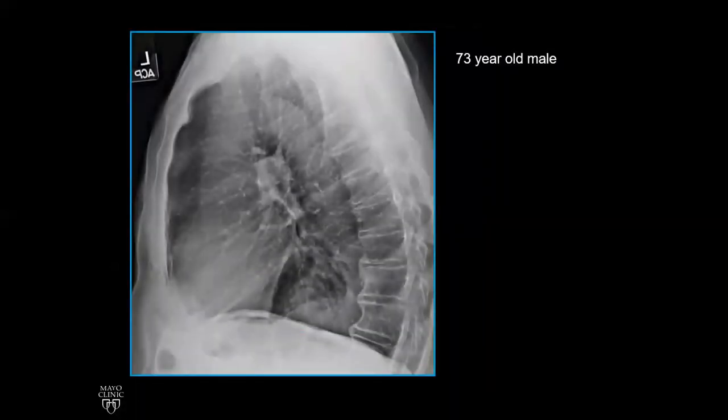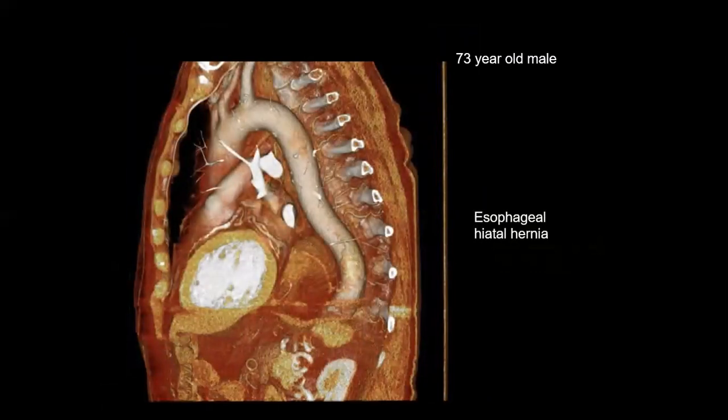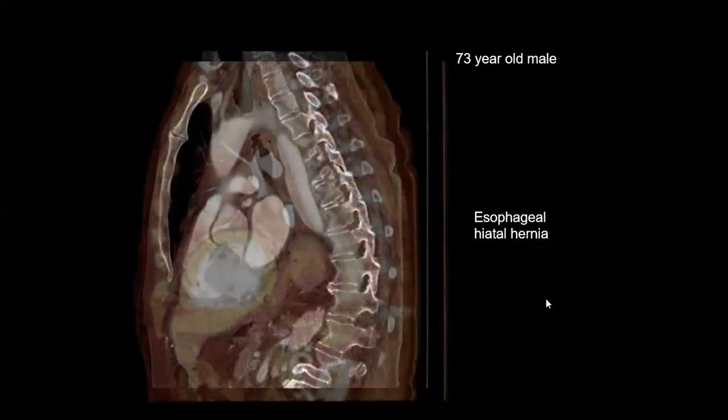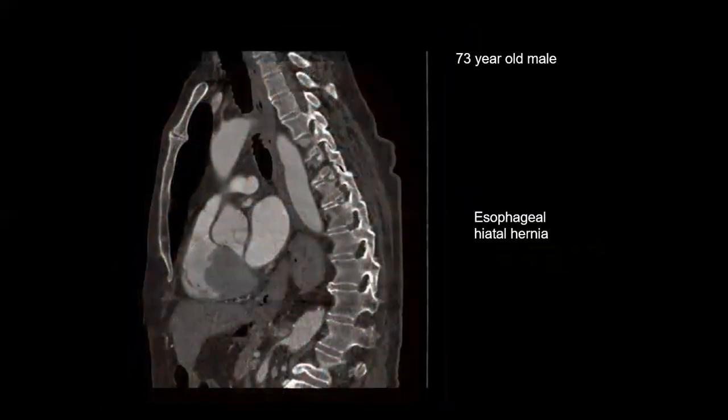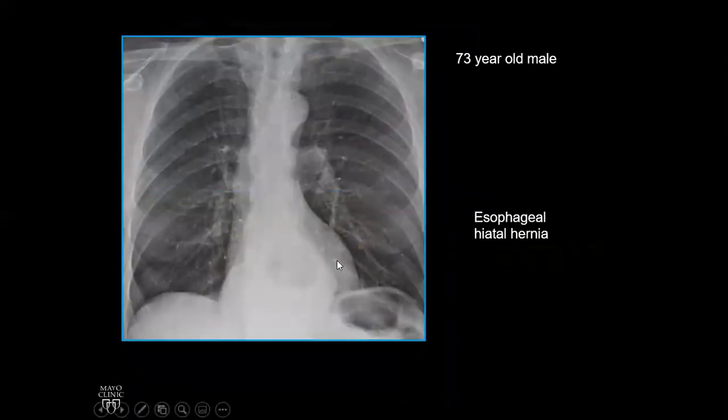Different patient, 73-year-old male. We have a soft tissue density here with an air fluid level. We go to the CT scan. We can see this is an esophageal hiatal hernia. Some of the stomach is up into the thorax, and that's what's making that air fluid level on the lateral radiograph. It's a pretty common finding. You can see it on the frontal radiograph here. There's a soft tissue. There's an air fluid level.